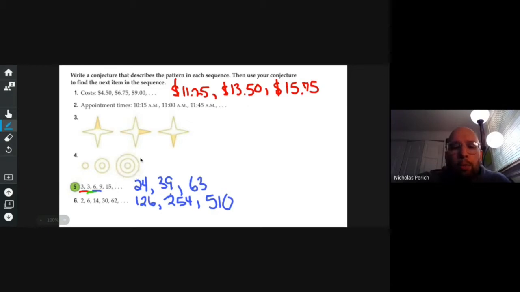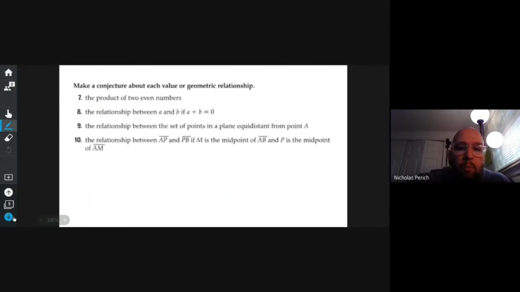if you add another circle around the previous pattern, you get the next pattern. If you add the 2 previous numbers, you get the next number. If you multiply a number by 2 and add 2, you get the next number. If you add $2.25, you get the next number. If you add 45 minutes, you get the next time slot. Now it looks like I just have part 1.